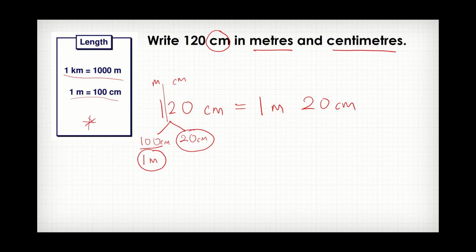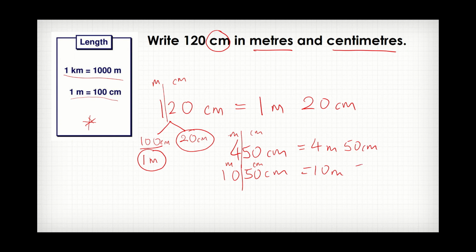Now, this is very useful because we can then easily convert many different quantities. For example, 450 centimeters is equal to 4 meters and 50 centimeters. 1,050 centimeters is equal to 10 meters and 50 centimeters.